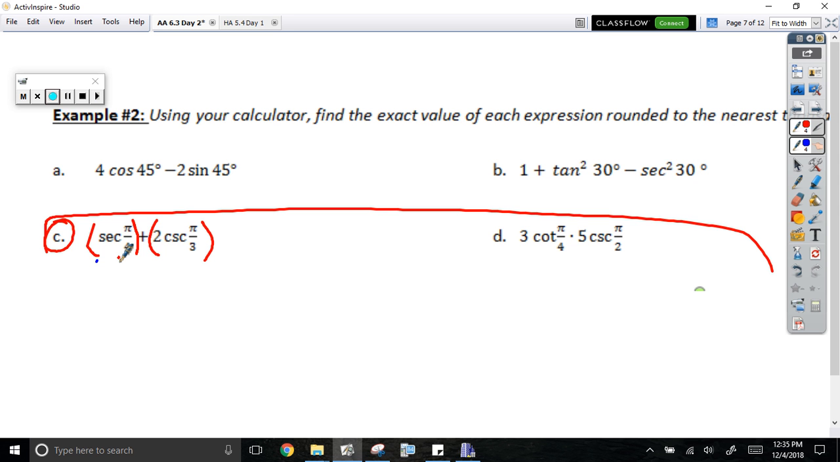Secant is 1 divided by cosine, so we have to put parenthesis. 1 divided by cosine. Now remember, your calculator automatically puts a parenthesis for you. So we have to type in then pi divided by 4. But you need to close the parenthesis 2 times. Once for the angle, once to close the big parenthesis.